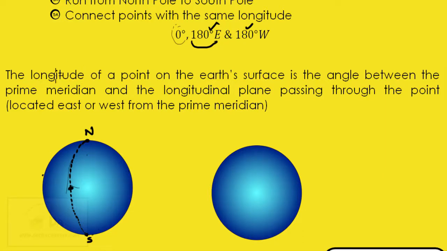Key thing now to note is that the longitude of a point on the Earth's surface is the angle between the prime meridian and the longitudinal plane passing through the point. So say this is a point, and this is the line of longitude that this point lies on. I'll use a different color. Again, all lines of longitude run from the North Pole to the South Pole.